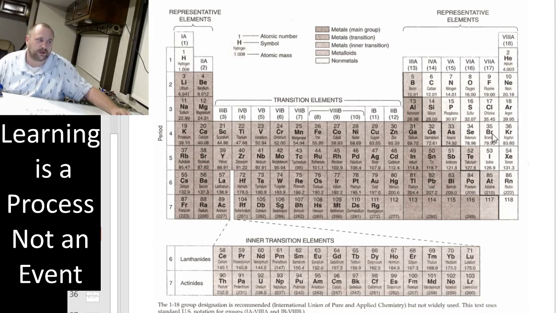We're trying to get to bromine right here. It's 1s2, 2s2, 2p6, 3s2, 3p6, 4s2, 3d10, 4p5. Wait a minute, did I do that right? Let's try that again. 1s2, 2s2, 2p6, 3s2, 3p6, 4s2, 3d10, 4p1, 2, 3, 4, 5.